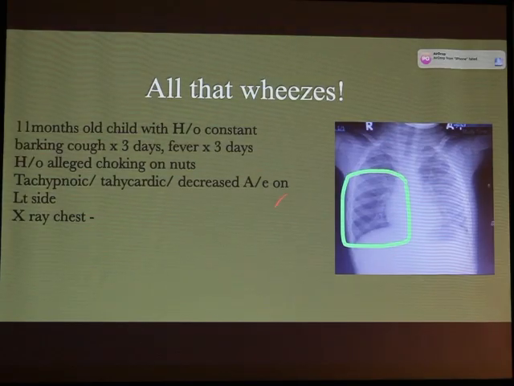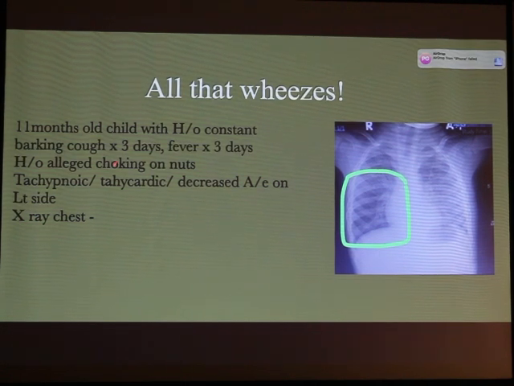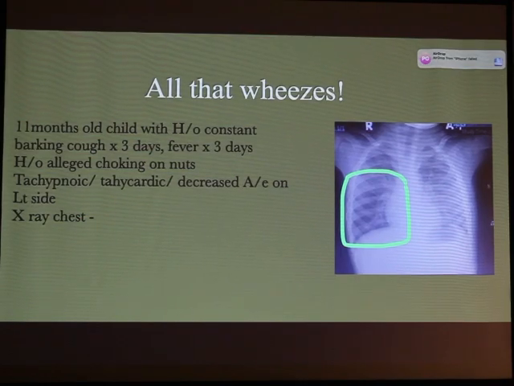All that wheezes, we very easily call asthma, not so with children. One 11-month-old child with history of constant barking cough for 3 days, fever for 3 days, allergic choking on nuts, tachypneic, tachycardic, decreased air entry on the left side. This was the X-ray chest.